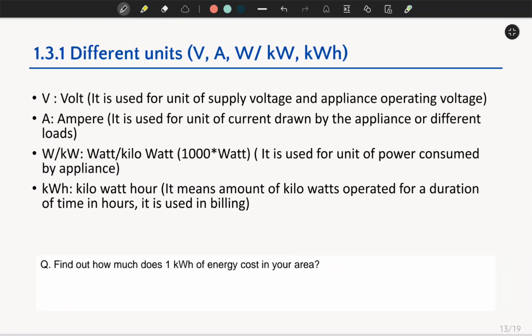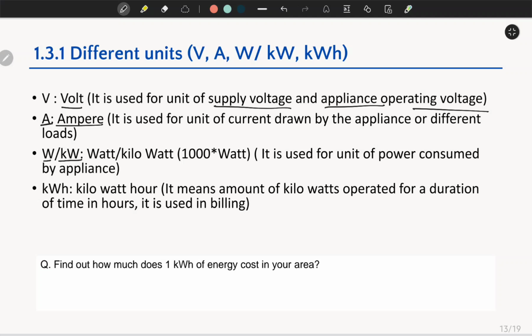So the unit V basically represents volt. It is either used as a unit of supply voltage or as a rating for appliance operating voltage. These two things are where we see V, that is volt. A represents amperes. It is used for the current drawn by any appliance or any load. Ampere is basically the current drawn by the load.